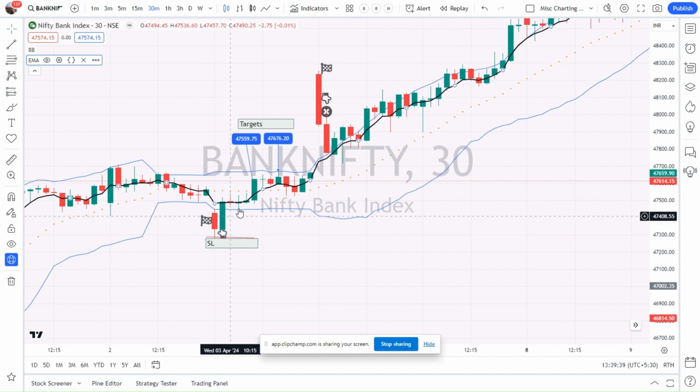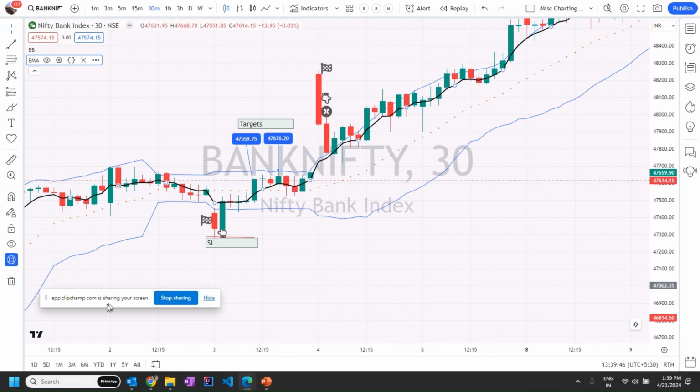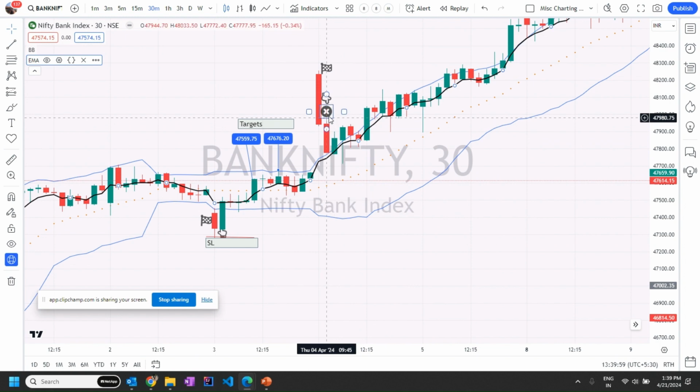Stop loss is alert candle low. Your target one is the middle point, which I think you got by 12 noon, and by your lunch time, by 1:15, you have made the target 2 as well. Okay, a very good trade. Let's look at a negative example.